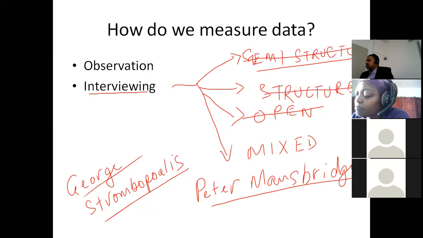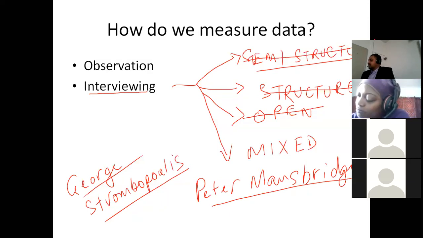Structured interviews are probably the least rich of the interview types. And the reason is in structured interviews, you're asking a very specific closed-ended question. It's more like a questionnaire, more like a survey, and you get a response and you're done.